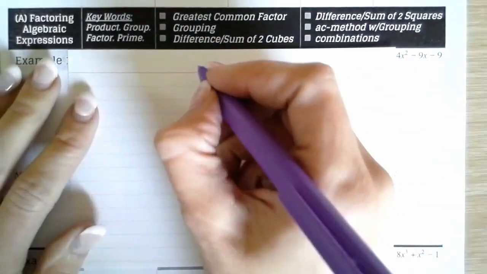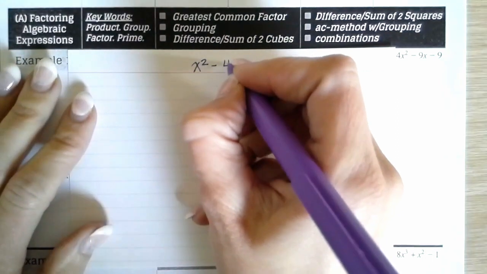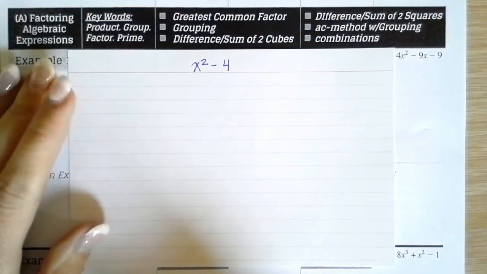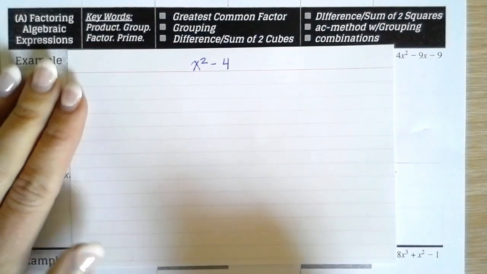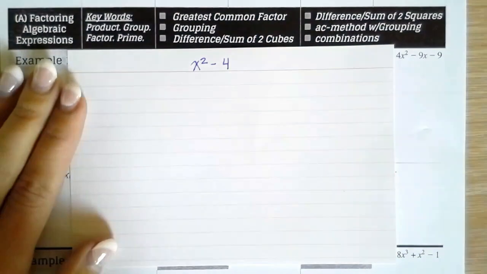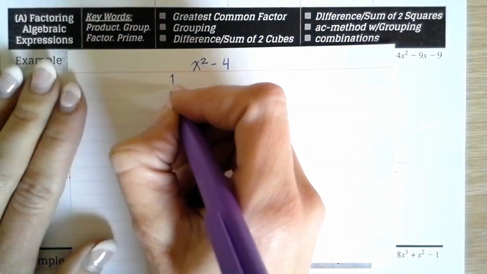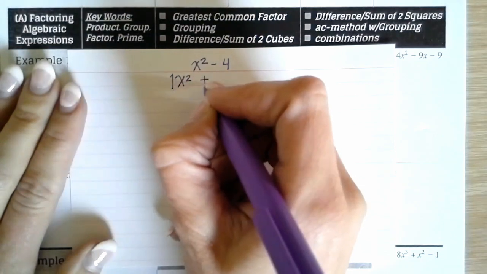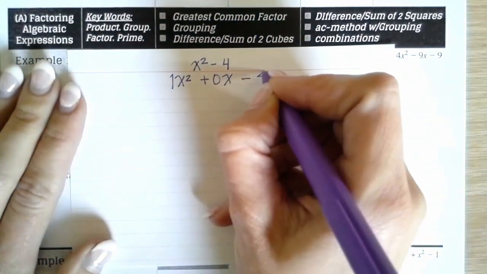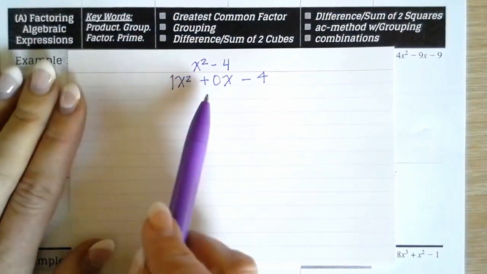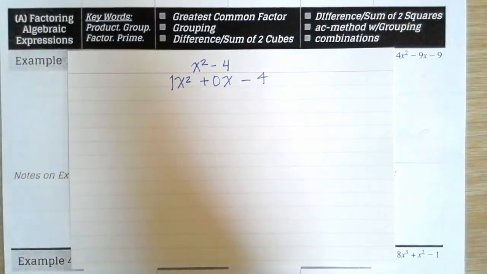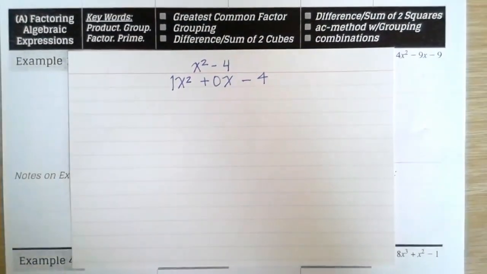Now, I just want to go back for a second. I said in the next video I am going to show you how to do this one, called the difference of two squares, in a shortcut style. But if you wanted to use the AC method and grouping, you could. Really what's going on is you have 1x squared plus 0x minus 4. We do have a quadratic trinomial, it's just that my b value happens to equal 0. Just a little awkward in that sense, but no big deal.